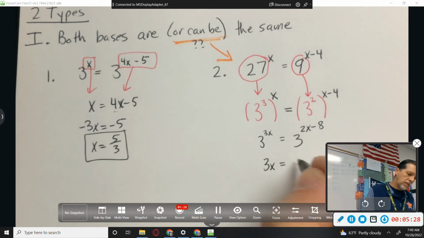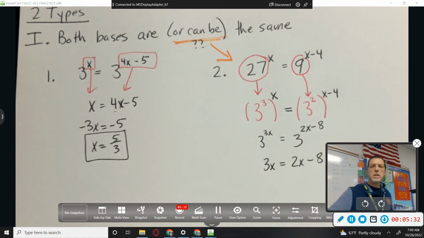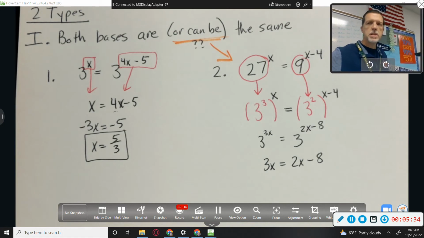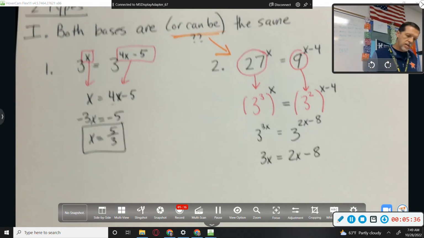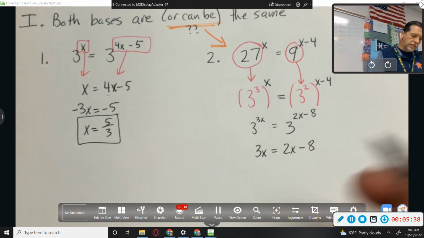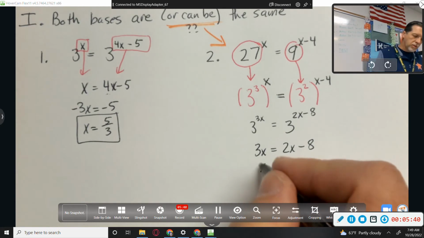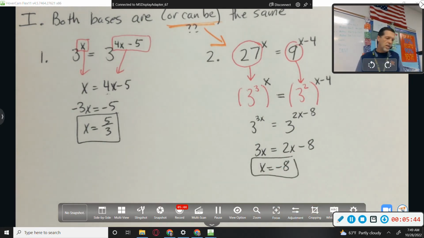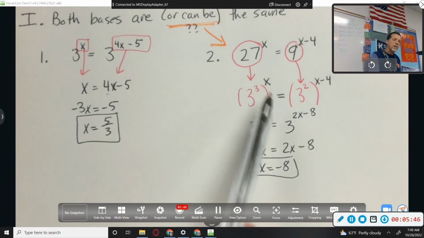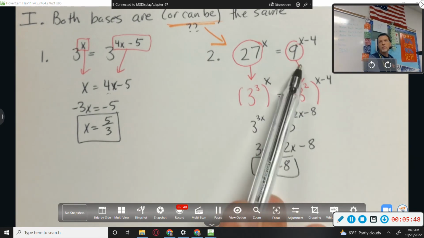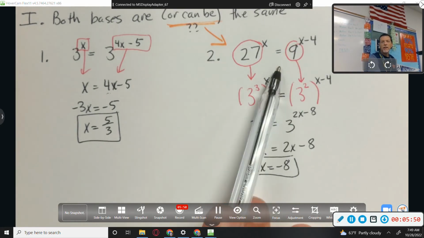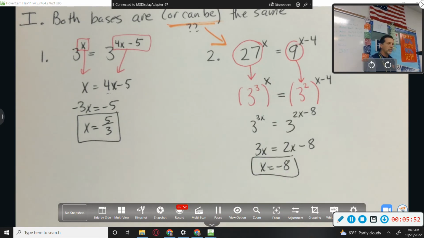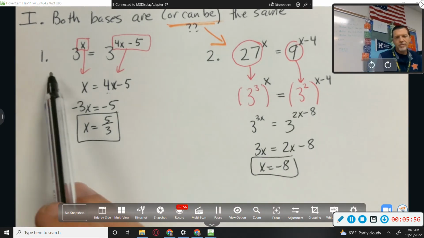So 3x equals 2x minus 8. So now it's Algebra 1. Subtract 2x from both sides. x equals negative 8. But that key first step is recognizing that both of those are powers of 3 and then rewriting them so that they match.